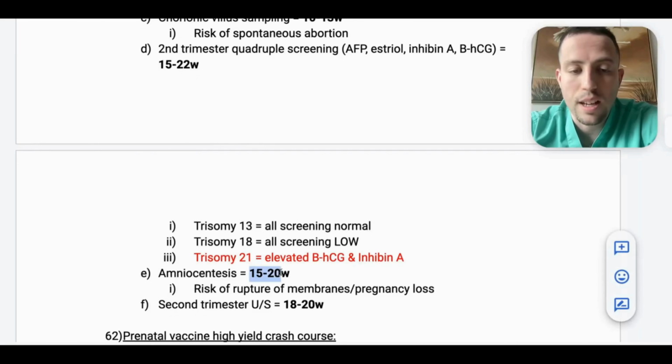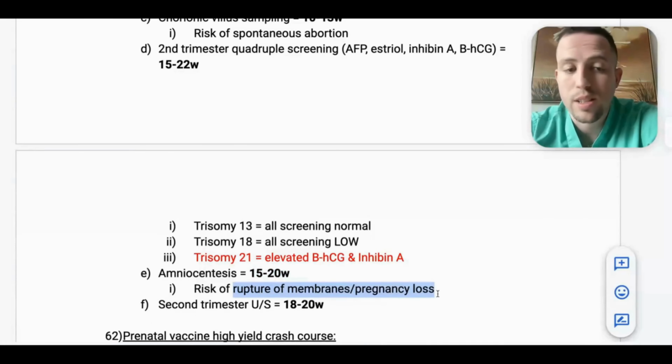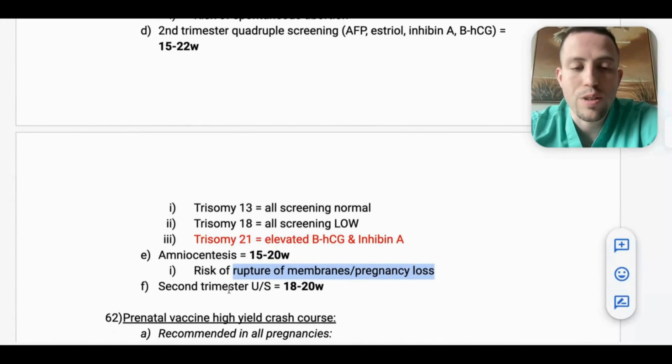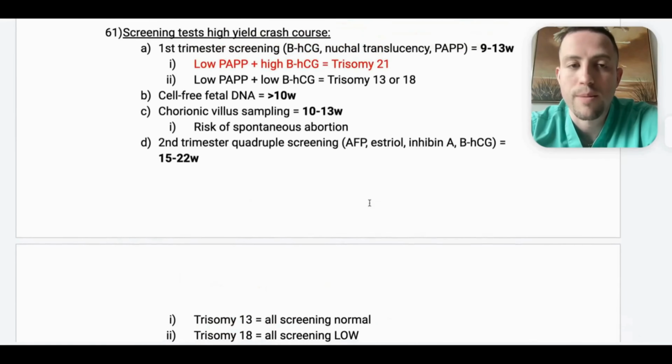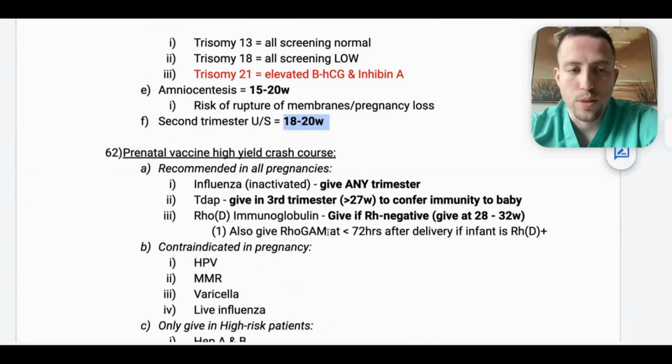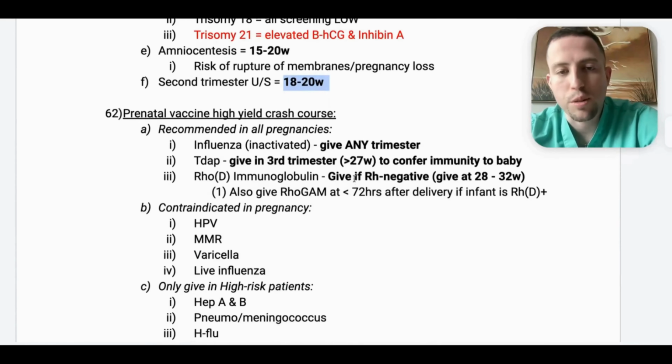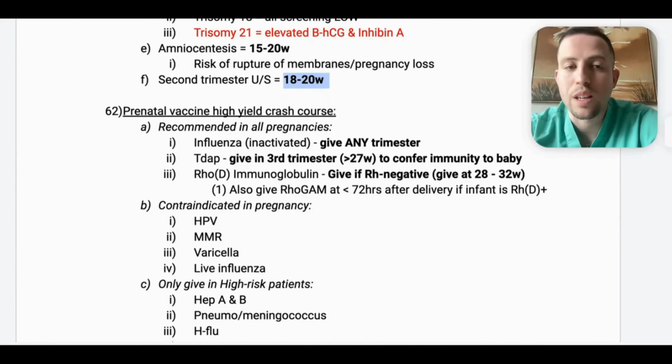Amniocentesis, you check at 15 to 20 weeks, but there is a risk of rupture of membranes and pregnancy loss with amniocentesis. And you do your second trimester ultrasound at 18 to 20 weeks gestation. These are all really high-yield timeframes for screening tests to know. All right, let's do a prenatal vaccine high-yield crash course. I know that this is a lot, so bear with me. Pay more attention to the stuff that is bolded.